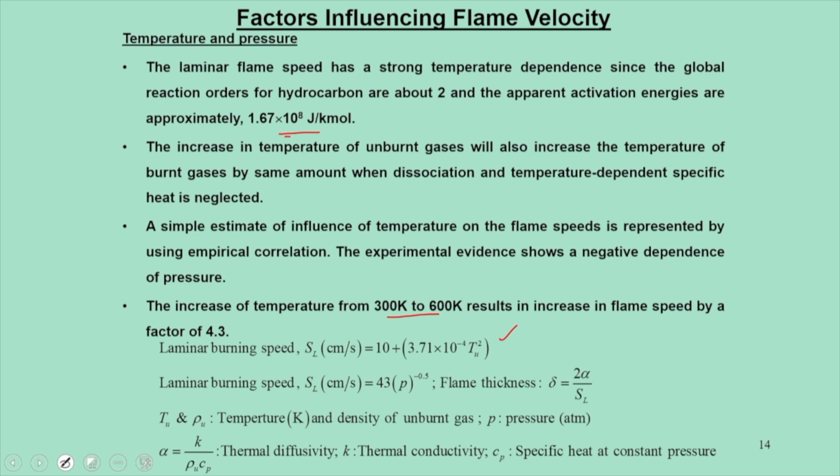Dependence of flame speed with respect to pressure is correlated by this expression, where we talk about the flame thickness, which is 1 mm or less. Delta is equal to twice alpha by SL, and alpha is nothing but your heat transfer parameter, thermal diffusivity, K by rho Cp.